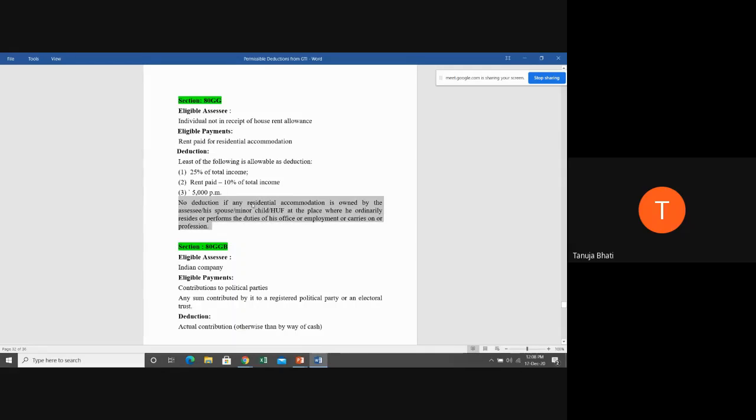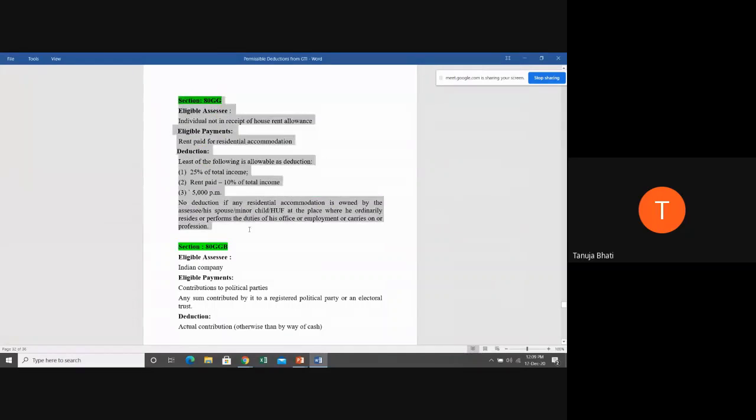No deduction will be given if any residential accommodation is owned by the assessee, his spouse, minor children, or HUF at the place where he ordinarily resides or performs the duties of his office or employment or carries on profession. So suppose I am working in Pune and I am paying rent in Pune for working in a company. So in Pune, I should not own any other residential house that belongs to me, my spouse, my children. If it belongs, then I am not eligible for the deduction under Section 80GG.